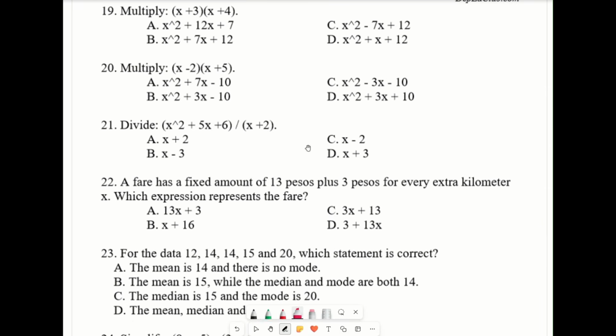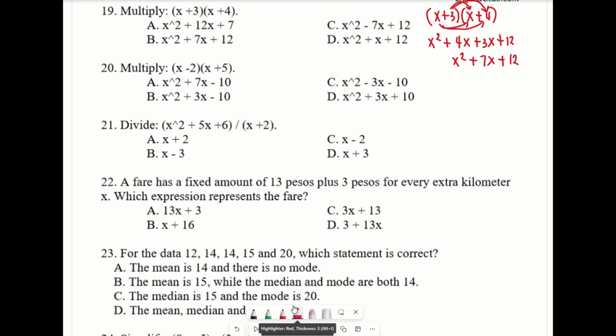Okay, next, number 19. So we got x plus 3 and x plus 4. So binomial by binomial, you have to do FOIL method. So we have different ways on how we can solve this, but let's use FOIL method. So we got x times x squared plus 4x, 3 times x, 3x, then 4 times 3, we got 12. So we got x squared plus 7x plus 12. All positive. Okay, so that one is letter B.